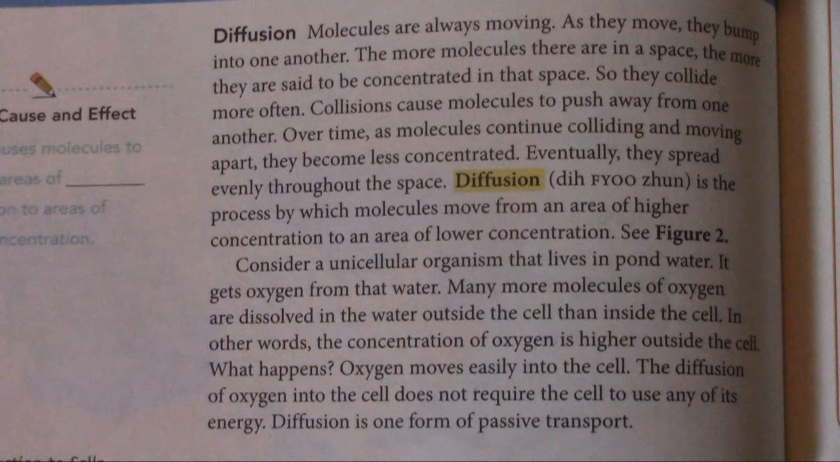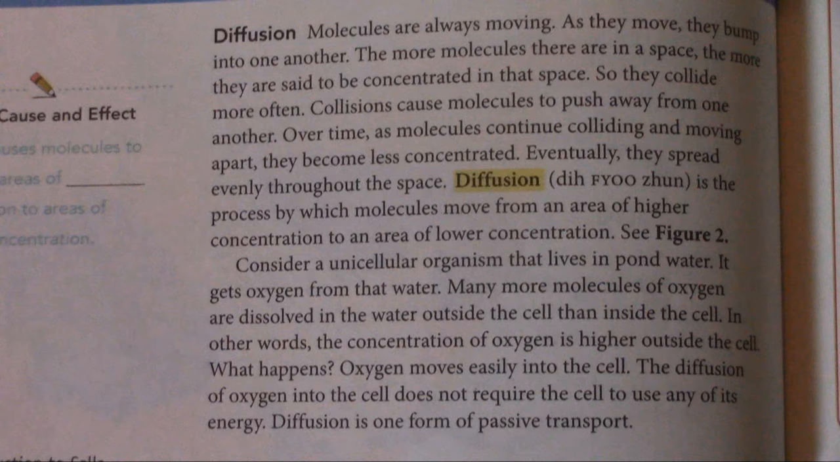Diffusion. Molecules are always moving. As they move, they bump into one another. The more molecules there are in a space, the more they are said to be concentrated in that space. So they collide more often. Collisions cause molecules to push away from one another. Over time, as molecules continue colliding and moving apart, they become less concentrated. Eventually, they spread evenly throughout the space. Diffusion is the process by which molecules move from an area of high concentration to an area of lower concentration.